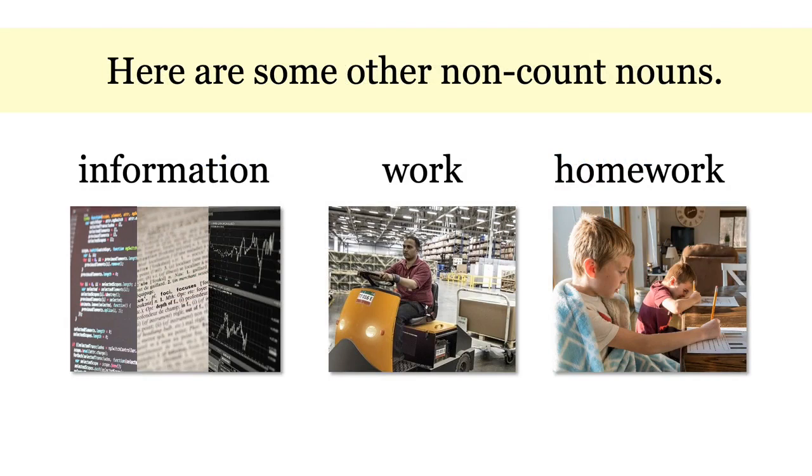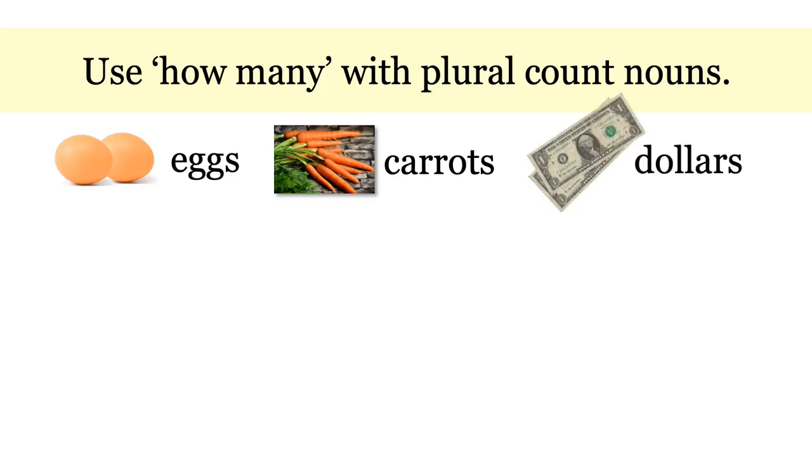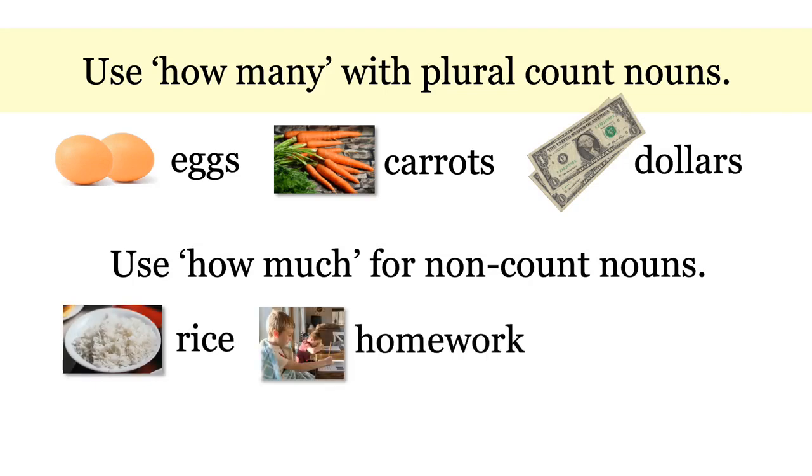Here are some other non-count nouns: information, work, and homework. We never put an S on these nouns because they are non-count. How much information do you need? How much work do you have today? How much homework did the teacher give you? Use how many with plural count nouns, like eggs, carrots, and dollars. Use how much for non-count nouns, like rice, homework, and money.